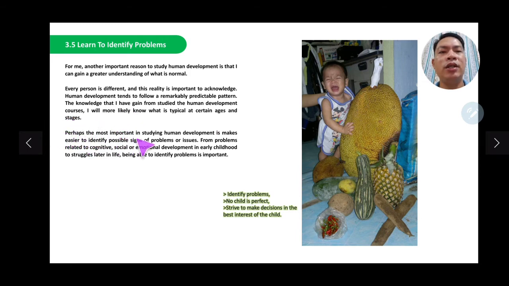Perhaps the most important thing in studying human development is that it makes it easier to identify possible signs of problems or issues. From problems related to cognitive, social, or emotional development in early childhood to struggles later in life, being able to identify problems is important. So, as a parent, I must know how to identify problems. No child is perfect. Strive to make decisions in the best interest of the child.